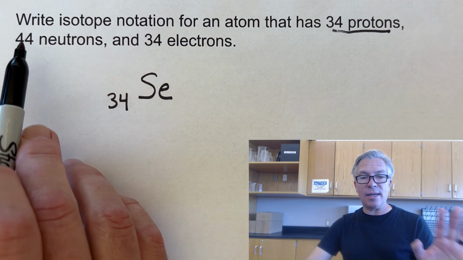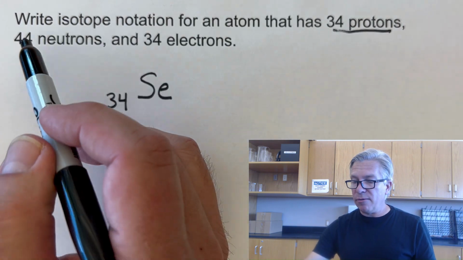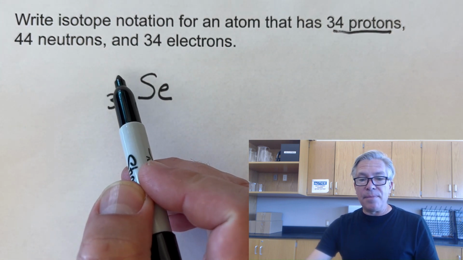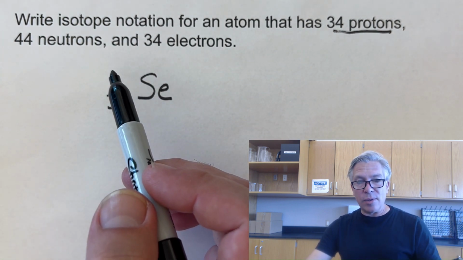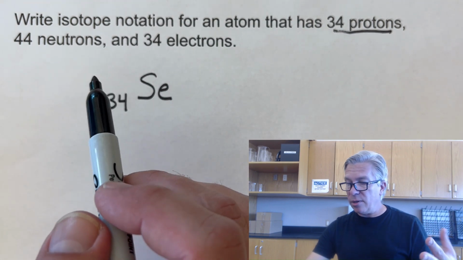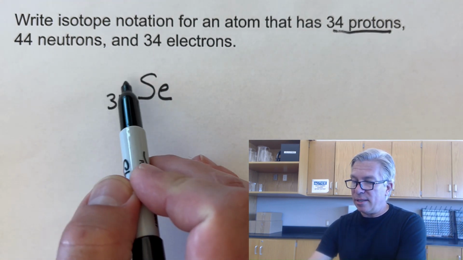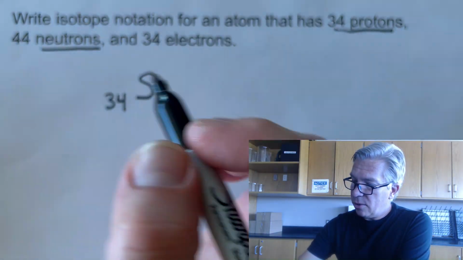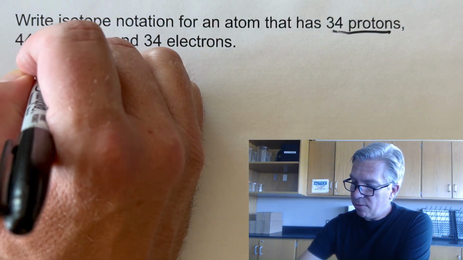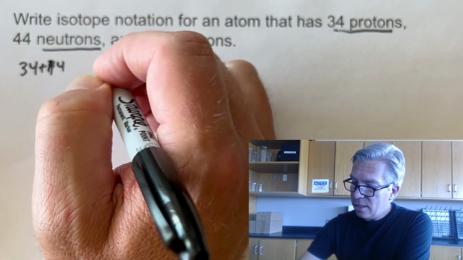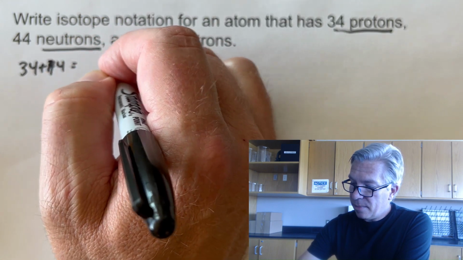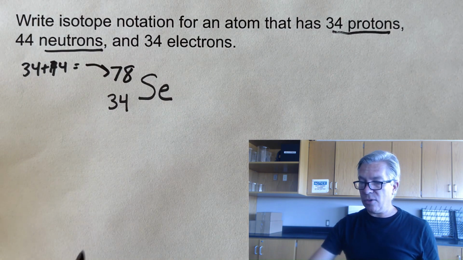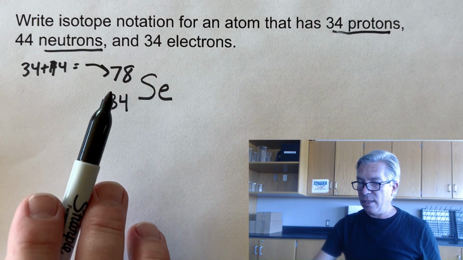Now, a common mistake I see a lot is that student will say, 44, that's the number that goes on the top. And it's a good try, but it's not the way it works. It's not how to do it. The number that should go on the top here is the sum of the protons and the neutrons. So 34 plus 44, that's going to equal 78. And that's the number that's going to go on the top. That is the total of protons plus neutrons in this isotope.